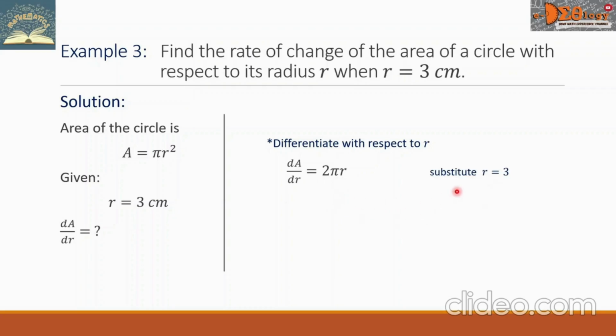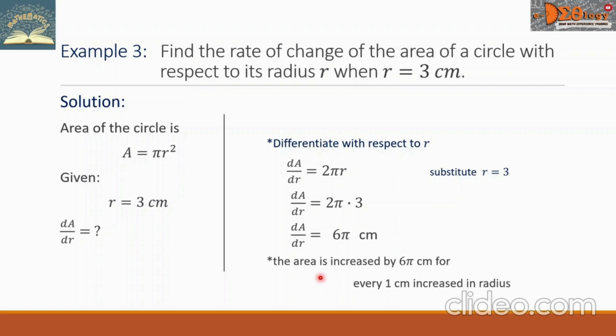And from here, we substitute the value of r as 3. R is here, so it becomes 2 pi times 3. 2 times 3 will be 6, and we attach the pi. This is our answer. The unit of measurement is centimeter. This is how we interpret it. The area is increased by 6 pi centimeters for every 1 centimeter increased in radius.